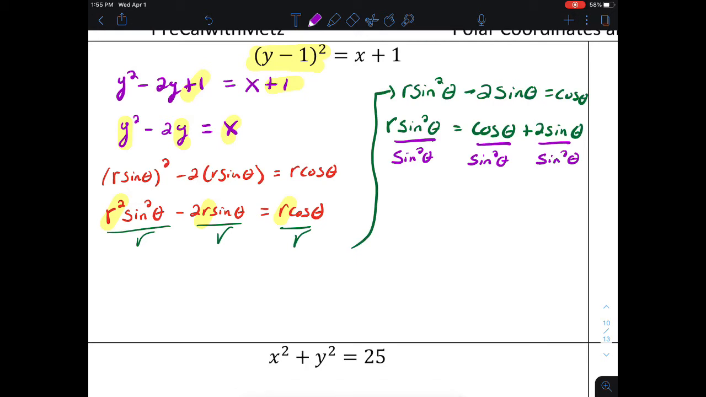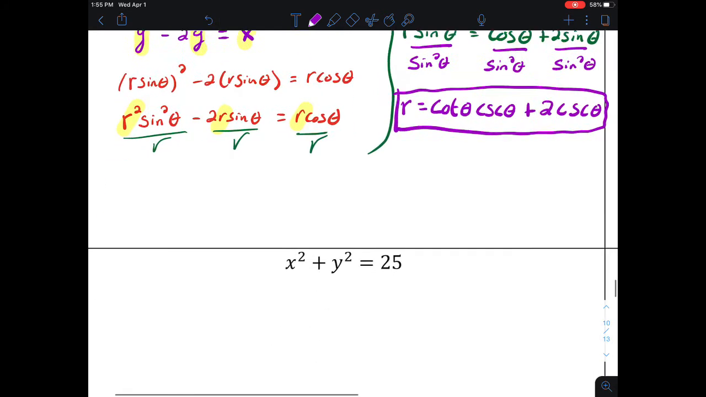And when doing so, we'd have r equals cosine divided by sine squared, which is cotangent times cosecant of theta. And then sine over sine squared is going to leave me with 1 over sine. So I can say 2 times cosecant of theta. So there's a polar form.